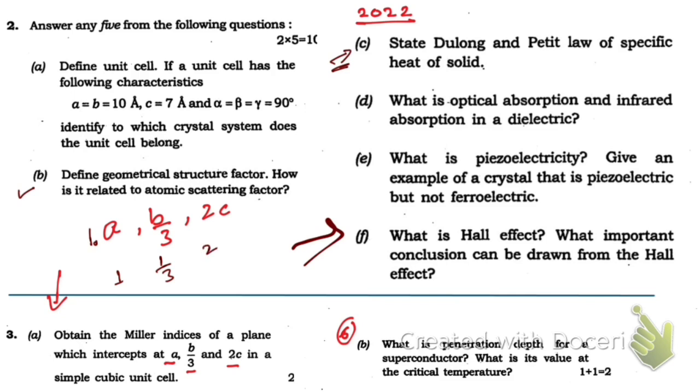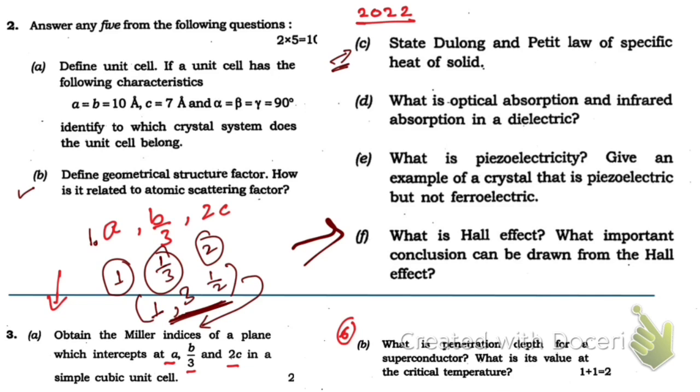So Miller indices should be the reciprocal of those. 1 by 1 is simply 1, the reciprocal of 1 by 3 is 3, and the reciprocal of 2 is 1 by 2. So these are the Miller indices of the plane. Okay, that's how we can do it. Hope you understood this.